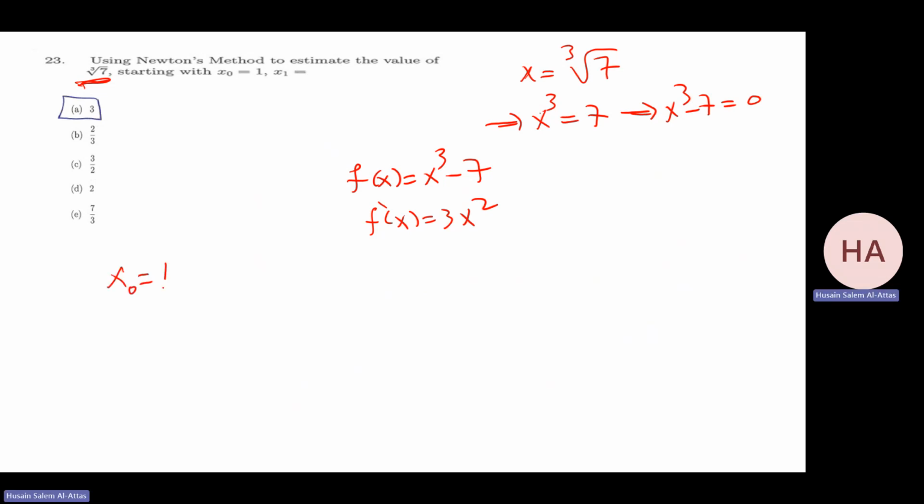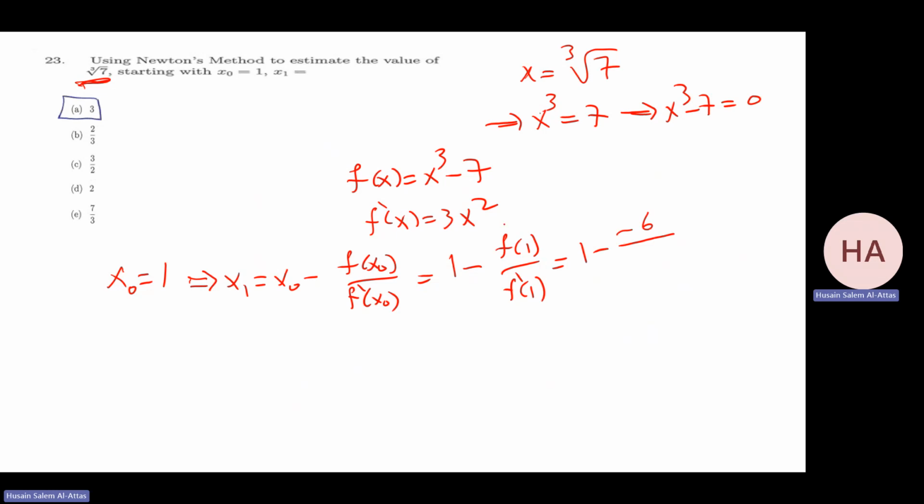Starting with x0 equal 1, I want to find x1. x1 will be x0 minus f of x0 over f prime at x0. That will be 1 minus f of 1 over f prime at 1. That will be 1 minus minus 6 over 3. That will be 1 plus 2, which is 3. So that will be 3.